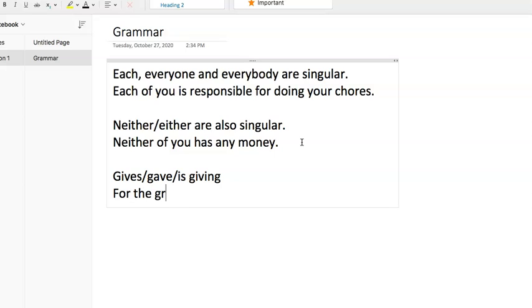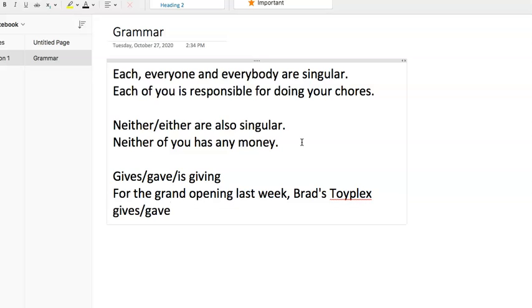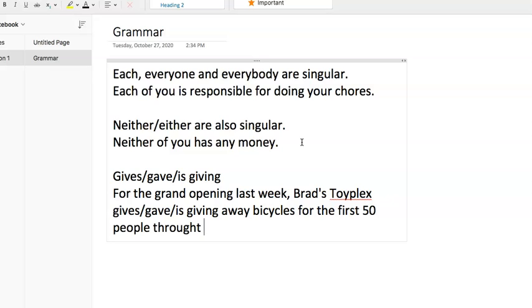All right. For the grand opening last week, Brad's Toyplex gives, gave, is giving. Which one is correct? Bicycles for the first 50 people through the door. Okay. For the grand opening last week.